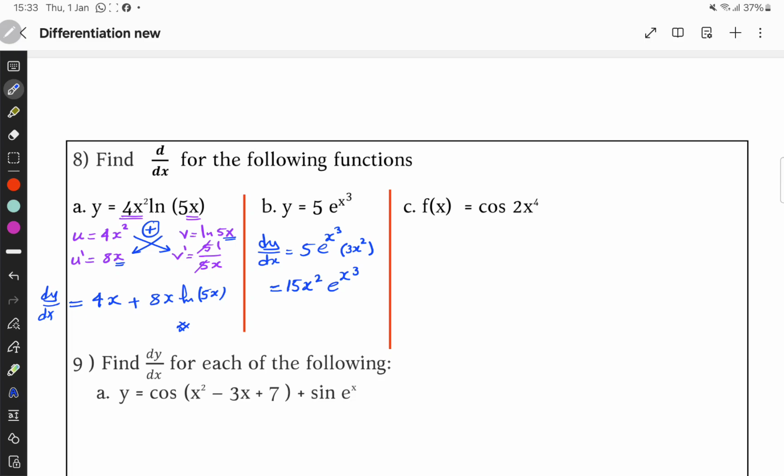For the third one, f of x equals cosine of 2x to the power 4. So f prime of x, no product rule here. It will be the derivative of cosine, which is negative sine, and keep the inside always, times the derivative of the inside. Negative sine of 2x to the power 4 times the derivative of inside, that is 4 times 2, it will be 8x to the power 3. That is my final answer.